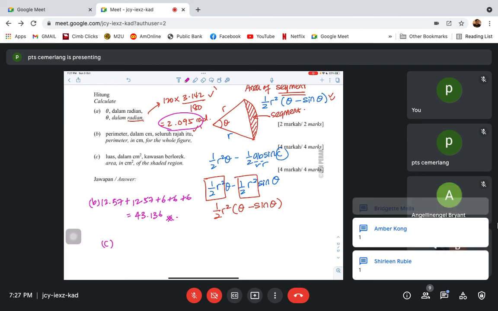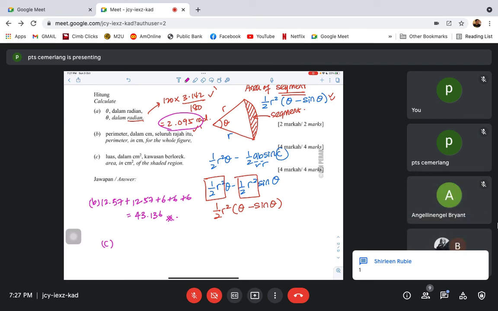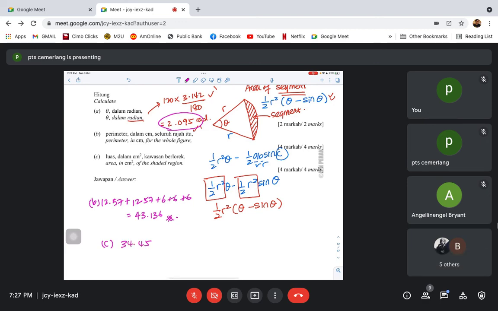Question C may be a bit challenging. So I just give you the answer first for those who have tried already. Siapa yang dah jumpa soalan C kan? The answer is 34.4507. Did you get this right? If you got this right, you can type 2 for me. Kalau dapat betul, you type 2 for me, for question C. Ataupun belum buat lagi. Belum cuba lagi.